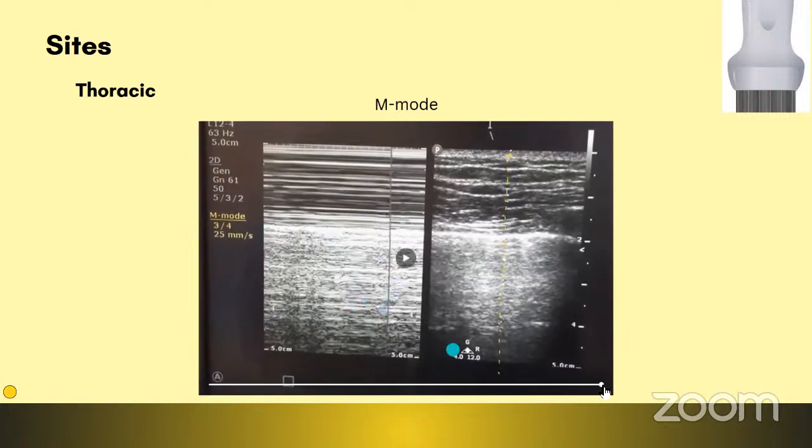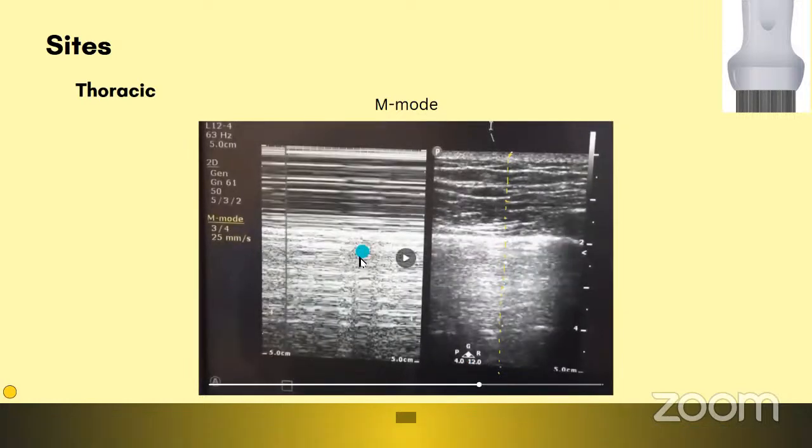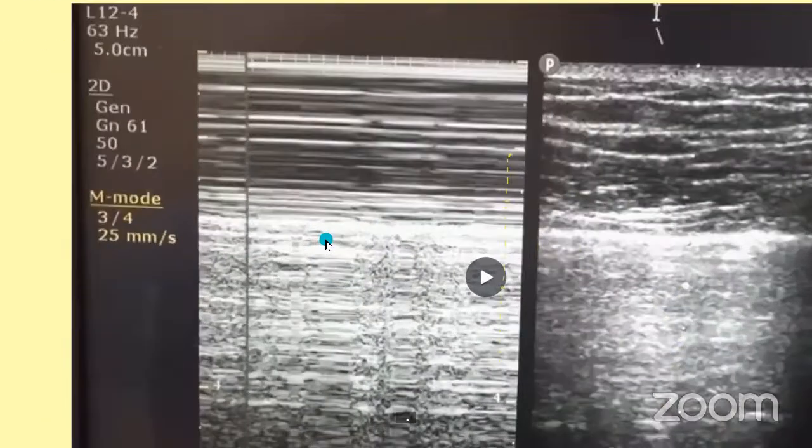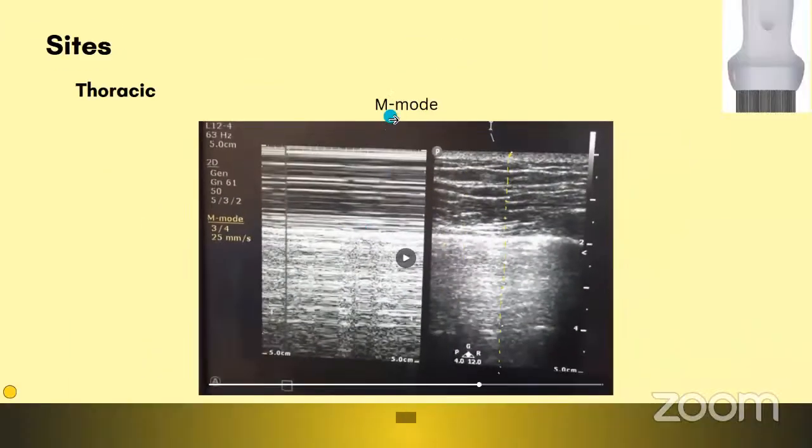So in this, there's another classic named sign, which is called the sand shore sign. Sorry, seashore sign. This looks like a beach actually, right? According to the person who named it, this is the pleura, so this looks like water, this looks like sand, the shore. So this is the seashore sign, which is a normal finding in M mode of thoracic ultrasonography.